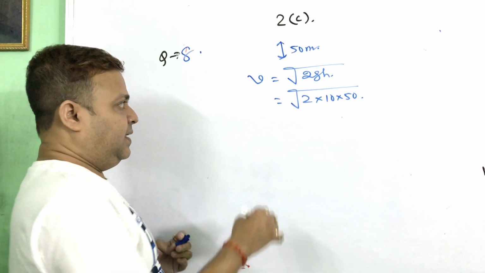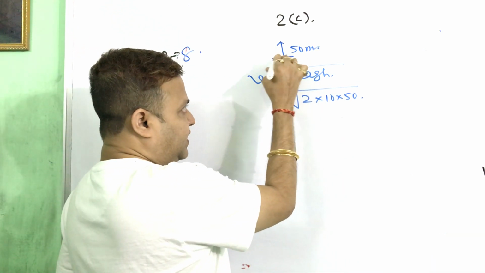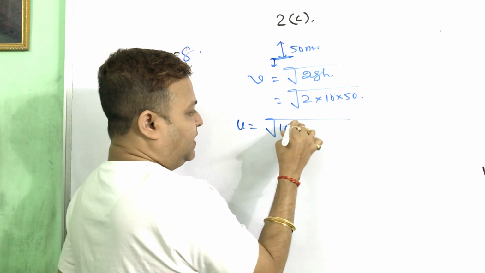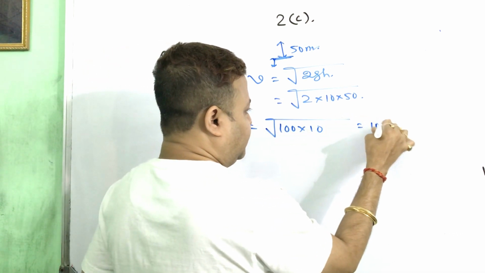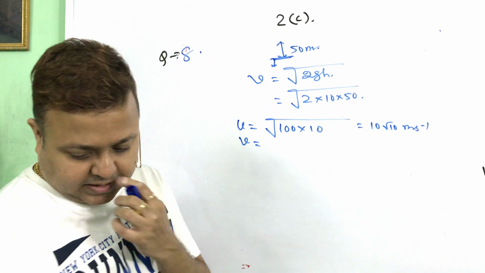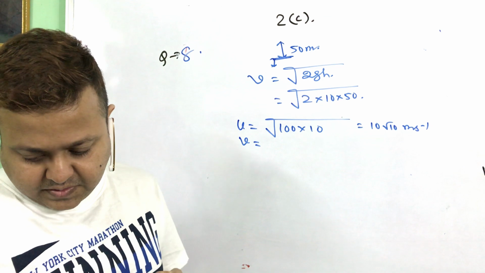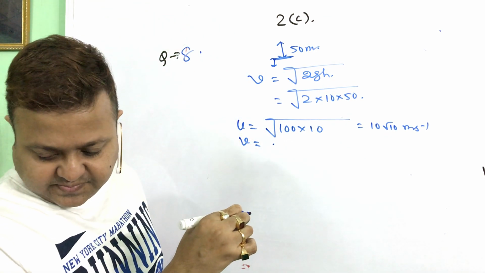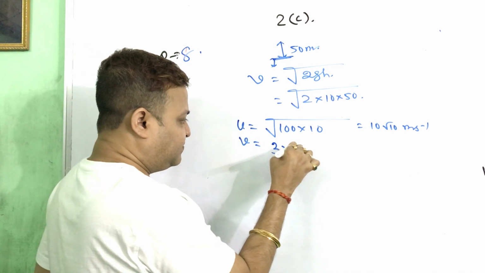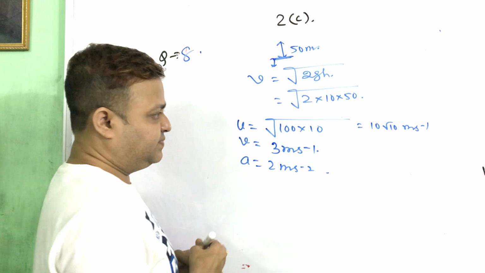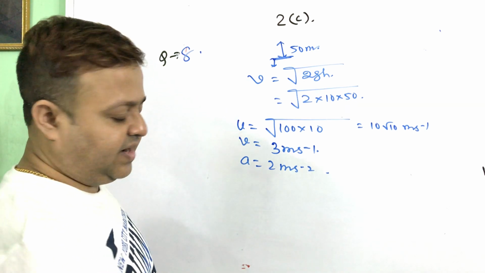That is the initial velocity during deceleration, that is root of 100 into 10, that is 10 root 10 meter per second. Final velocity is given as how much? 3 meter per second. Retardation is 2 meter per second square. Then we can find the distance.